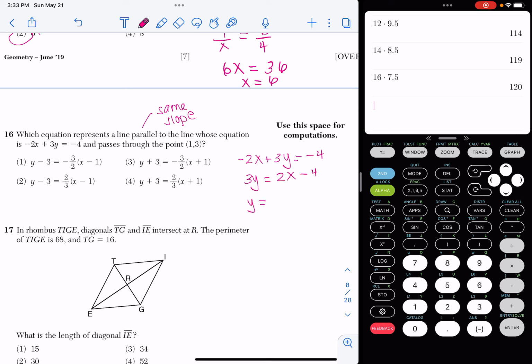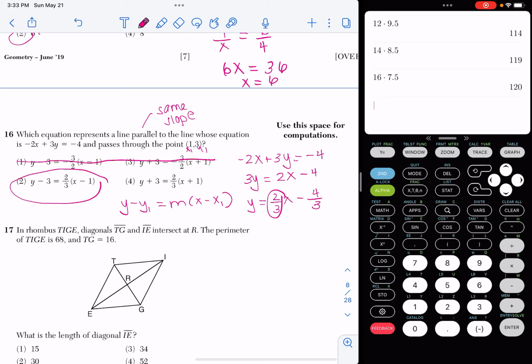So I first added the 2x to the other side, and now I'm dividing everything by 3. So the slope of this line is 2 over 3. I want my answer choice to have a slope of 2 over 3, so that means I could cross out these two choices. And now using point slope form, let's plug that point in. So point slope form is y minus y1 equals m times x minus x1. And when I take that coordinate using x1 and y1 and start plugging in, I'm going to get choice 2.